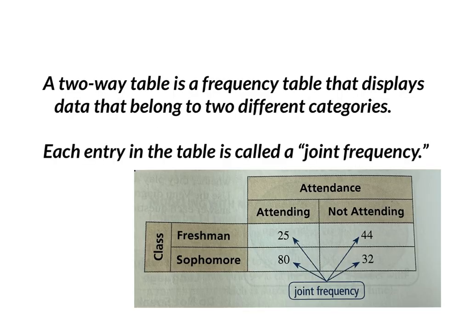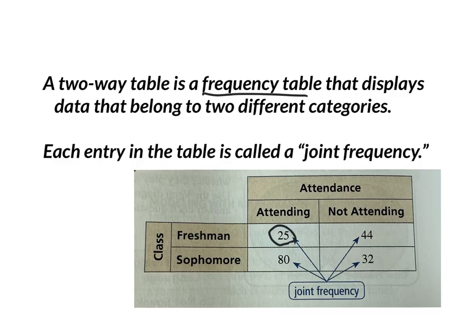So let's go through a couple of words you're going to have to know. A two-way table is a frequency table. That's an important word, and we'll get to that in a minute. That displays data that belong to two different categories at the same time. So each entry in the table is called a joint frequency. Like this number right there is called a joint frequency because it's about two different things.